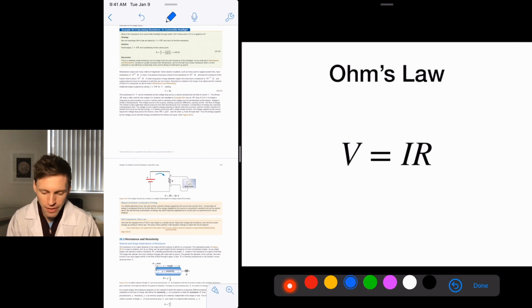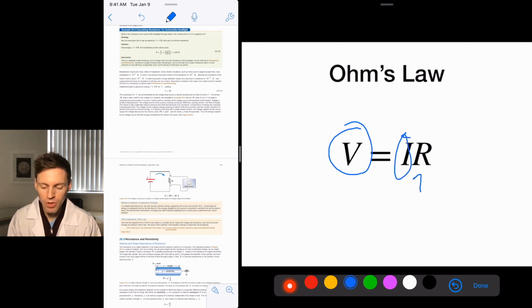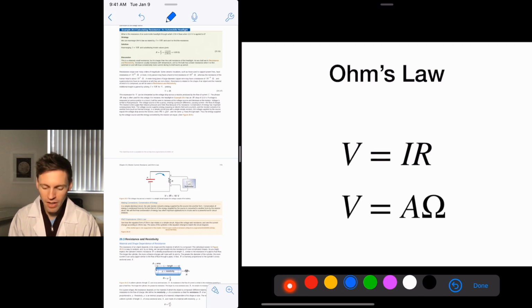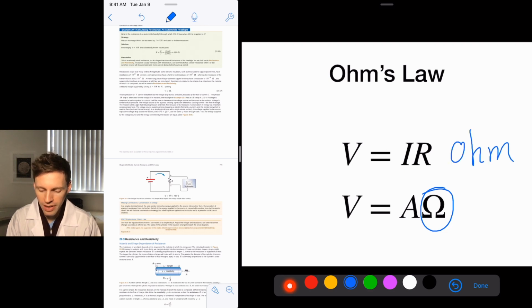Okay, so Ohm's Law, V equals IR. This is the relationship. The more voltage you pump into a circuit, the more current you get. And it's proportional to the resistance in the circuit. The resistance is the thing that's stopping it. Resistance is measured in ohms, which we call ohms after a guy named Ohm.